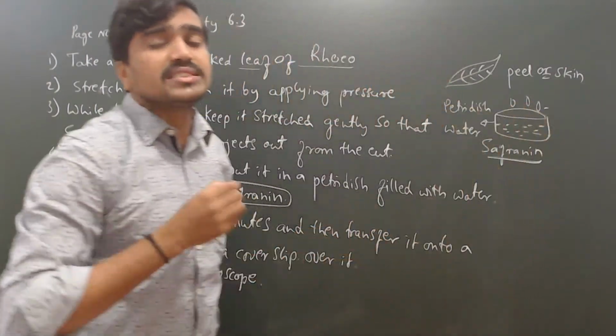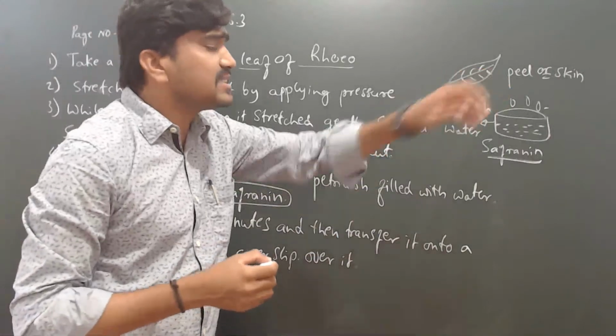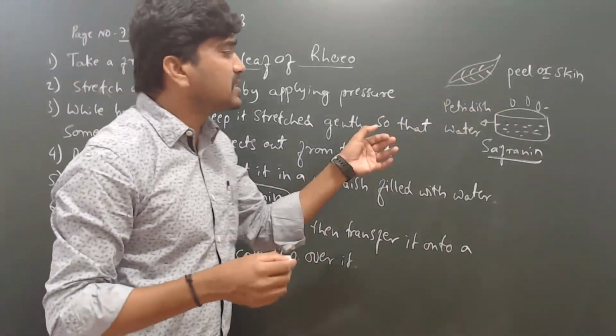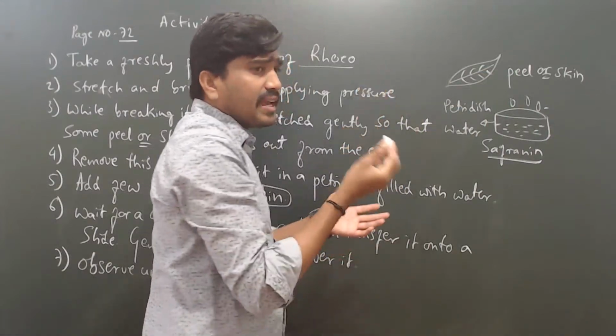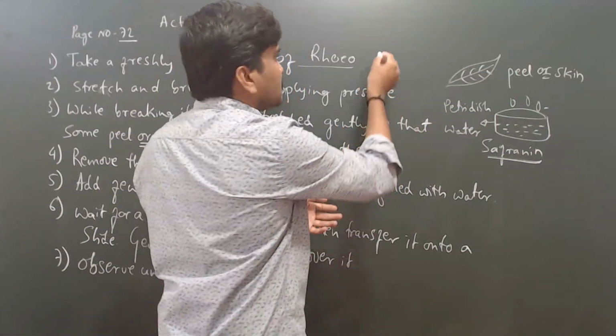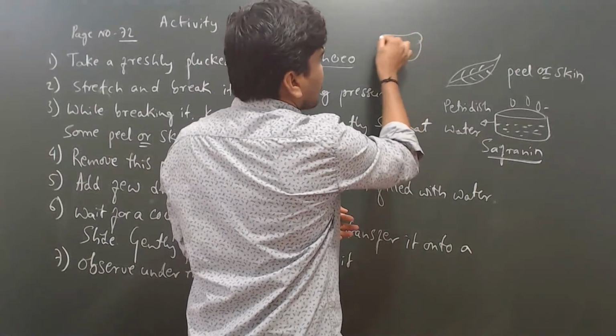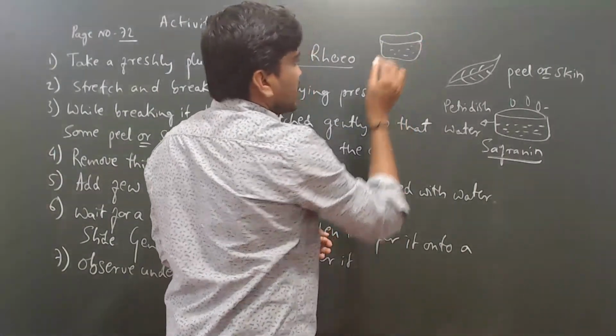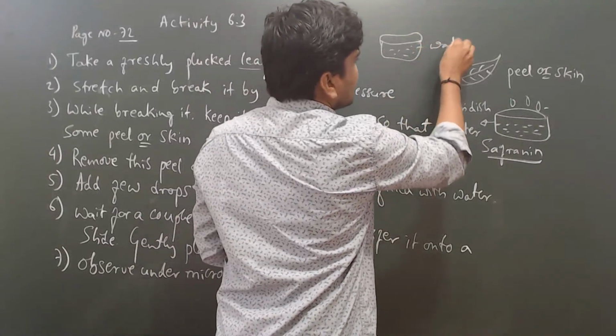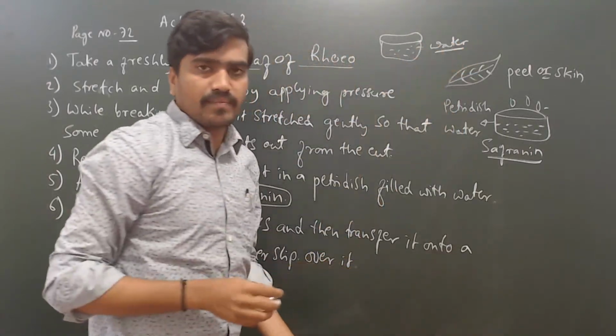Few drops of safranin. It's just an example. How does safranin work? Just think: take one glass jar, and in this glass jar add a few drops of water. Okay, fill this jar with water.